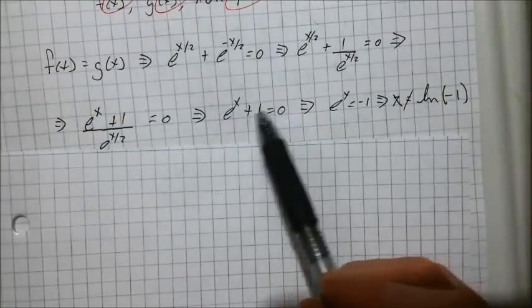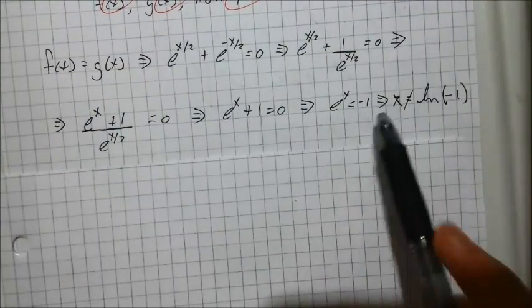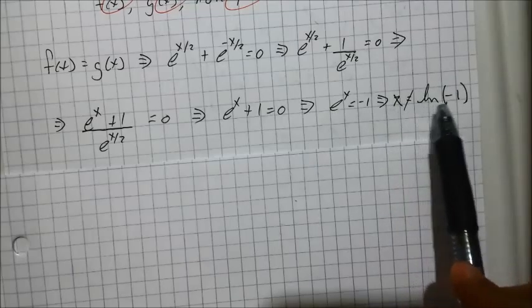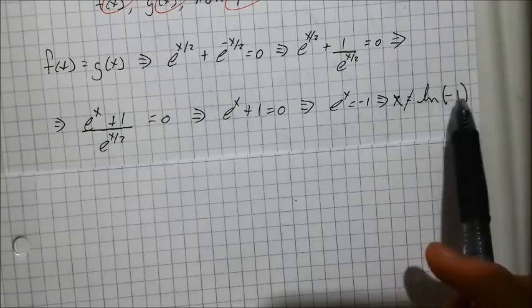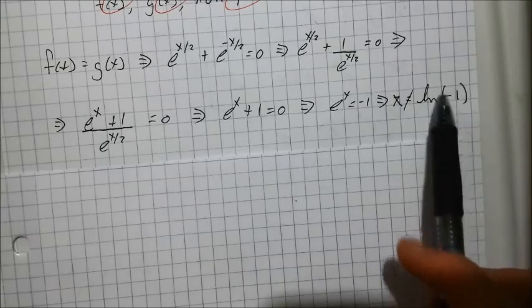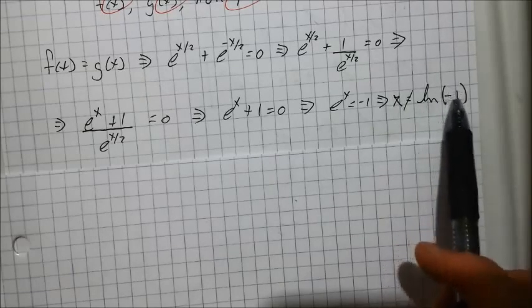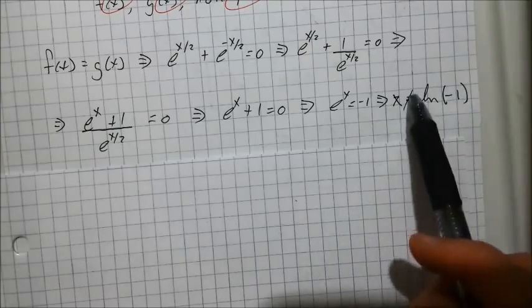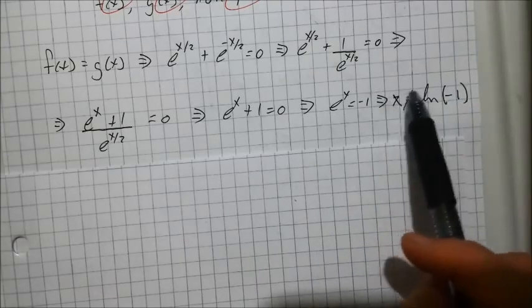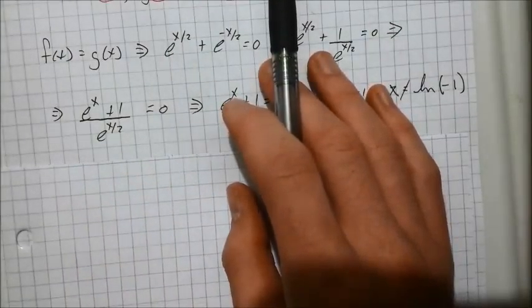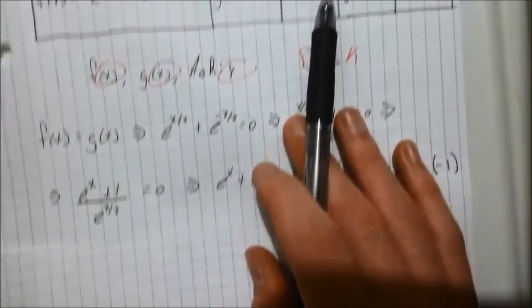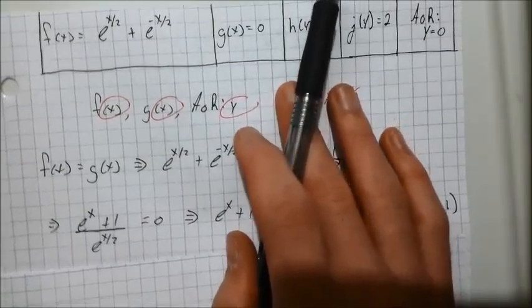We can subtract 1 over and take the natural logarithm of both sides to get x equals the natural logarithm of -1. And this statement is never true, because the natural logarithm of -1 doesn't exist, because you can't take the natural logarithm of a negative number. And so, because this statement is never true, these two functions never cross one another. And because they never cross one another, we need to look elsewhere for the bounds for our domain.